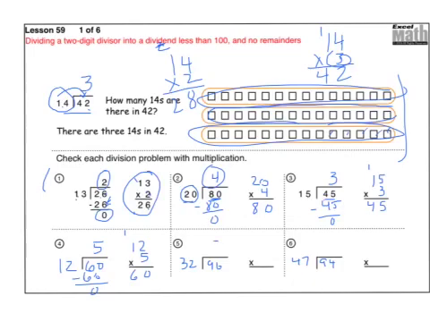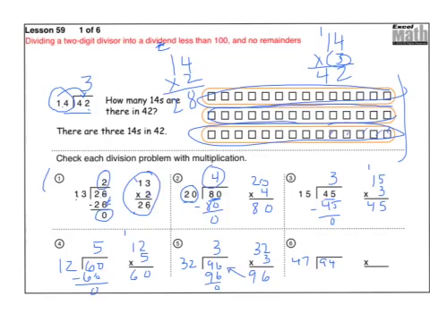Now you should have done 5 and 6 on your own. 32 into 96 goes 3 times. 3 times 32 is 96, so you get a remainder of 0. And you check it over here by doing 32 times 3. 2 times 3 is 6. 3 times 3 is 9. You can see that matches up, so that's the correct answer.